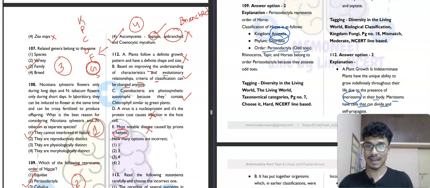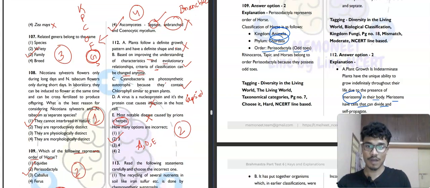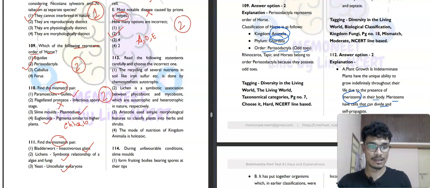Now how many of these are incorrect? 1, 2, 3 are incorrect. So the second option will be our correct answer for this question. Did you understand why D is incorrect? The protein coat of a virus is the capsid, not nucleoprotein, so that statement is incorrect. A, D, E are incorrect. So three are incorrect, the second option. Now moving to the next question, question number 113.